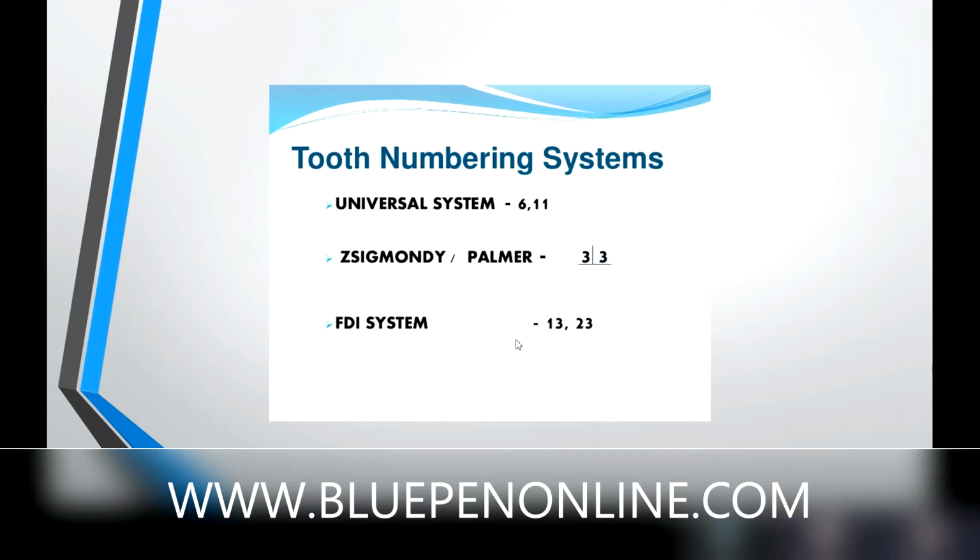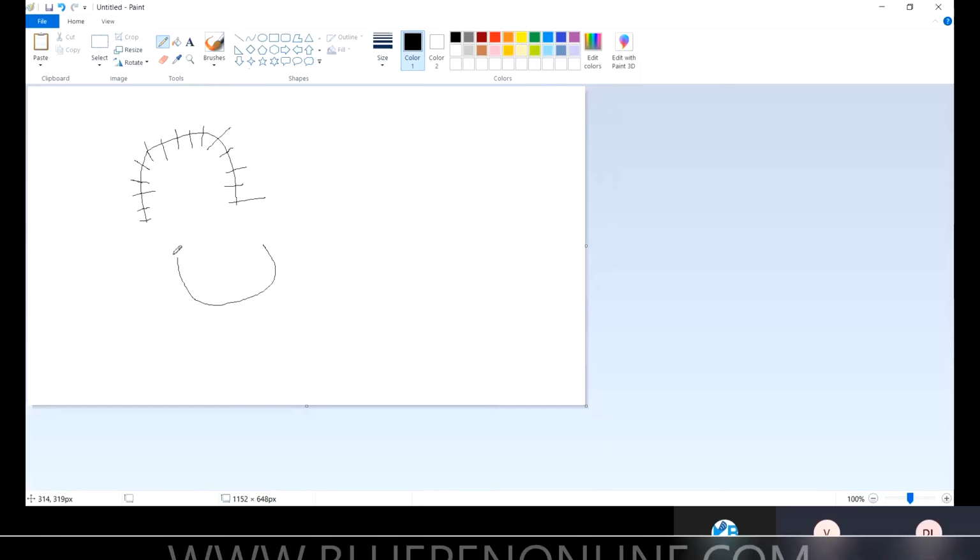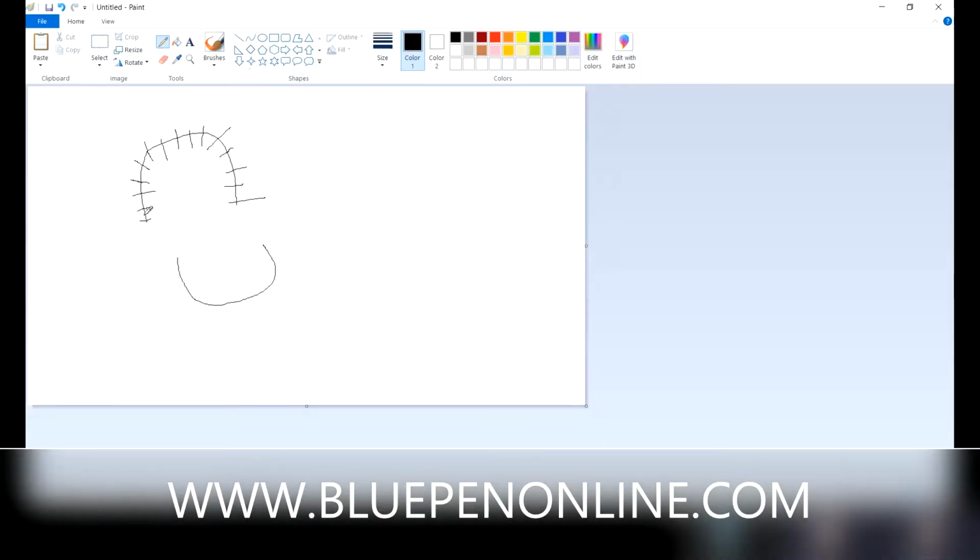I'll just show you. So I just drew, this is one arch. Third molar, second molar, first molar, second premolar, first premolar, canine, central, lateral. Again, on this side you have central, lateral, canine, first premolar, second premolar, first molar, second molar, and again the third molar. This is the teeth arrangement in normal permanent dentition.